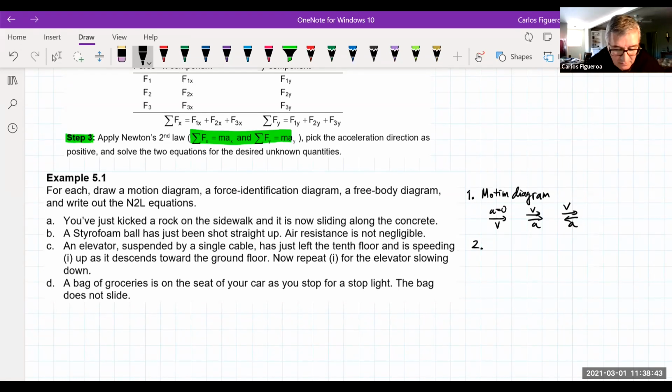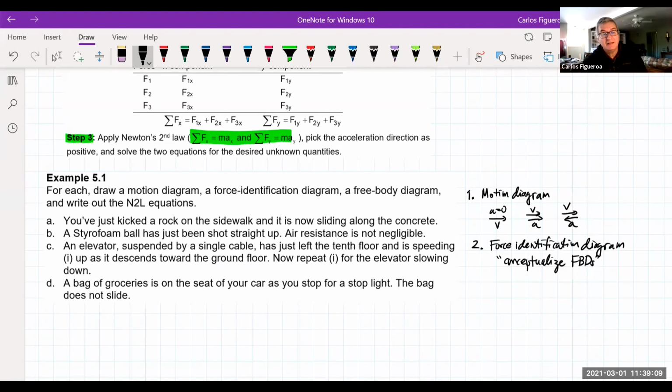The second thing here, there's this force identification diagram. And this is really sort of like to conceptualize free body diagrams. Some people will say, oh man, that's just a pain to do. And I go, yeah, I agree.